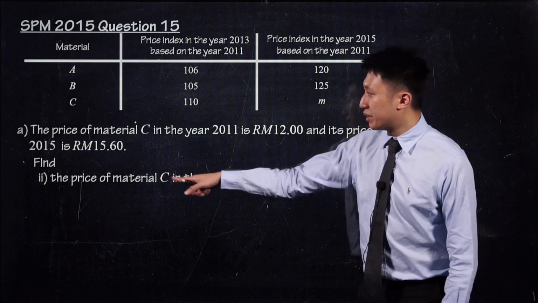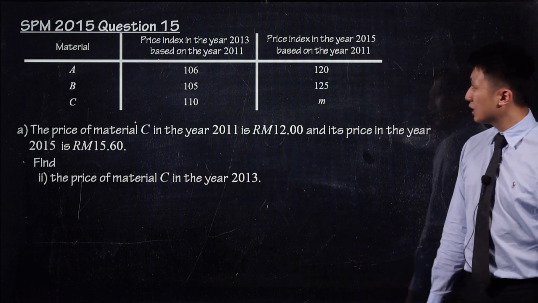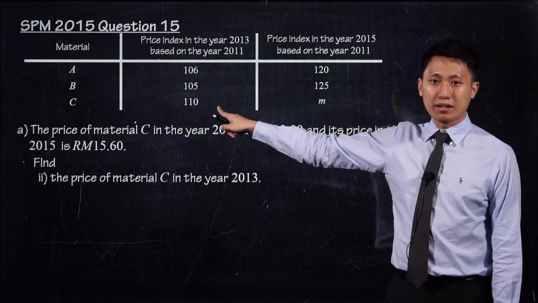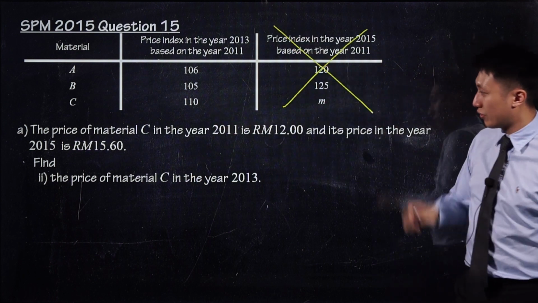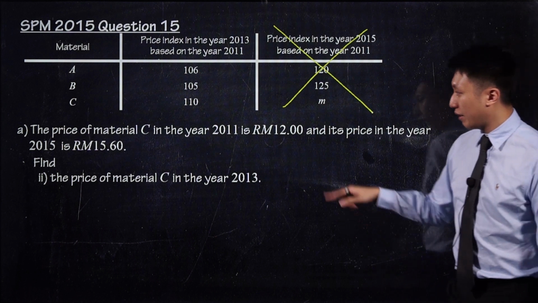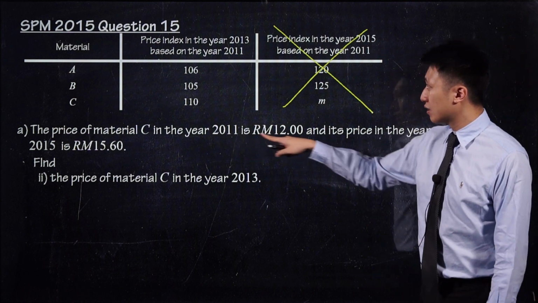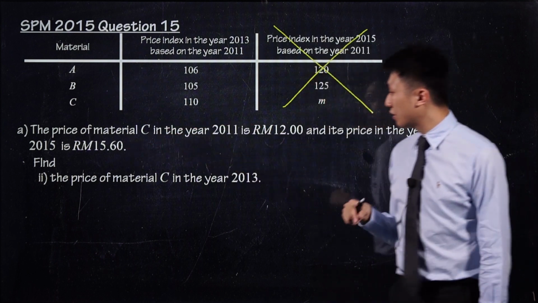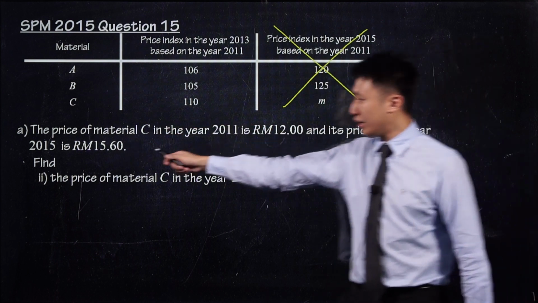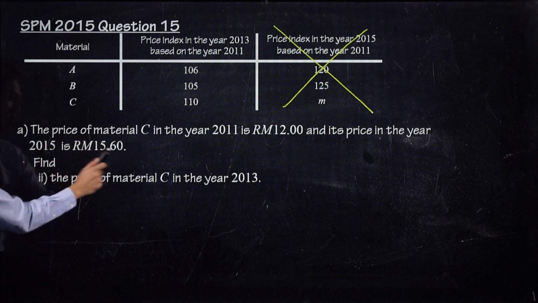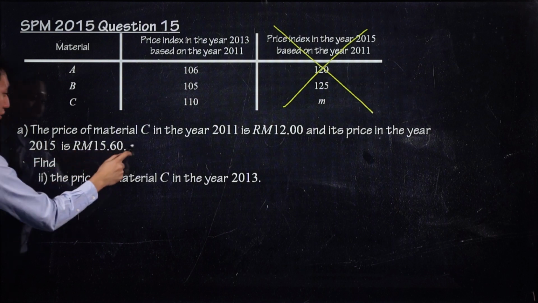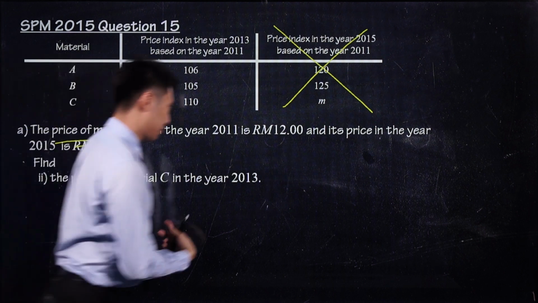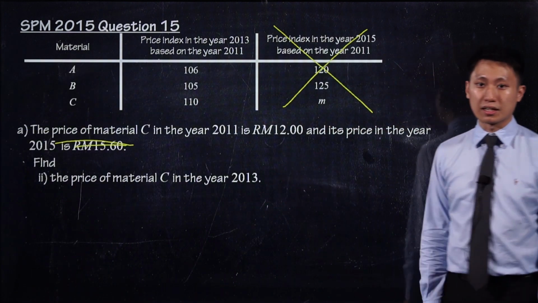Okay, price of material C in year 2013. 2013, which one has 2013? This one. So this one is gone. Don't look at this one. Okay, then it gives you 2011 is 12. 2015 is 15.6. Do you need this one? Do you need this information? You don't need. So cut it off. Okay? And the question always try to trick you. So you only need to use this thing.